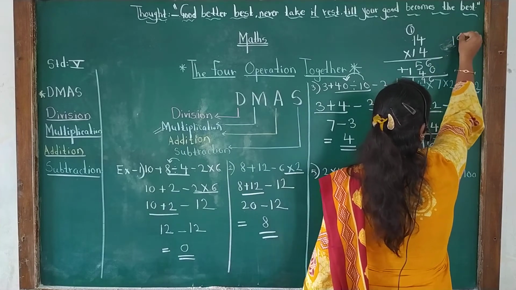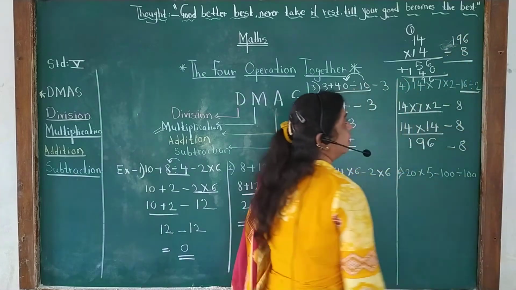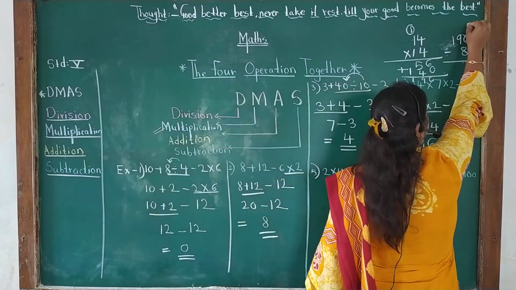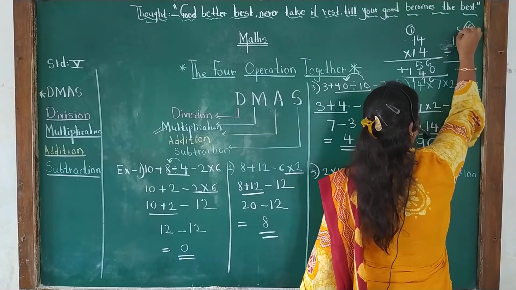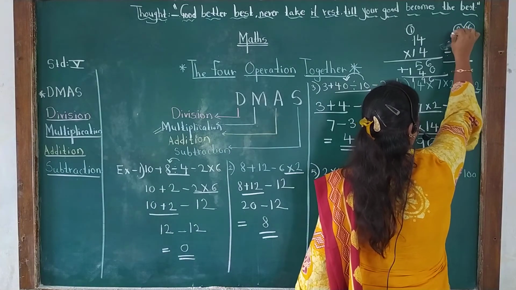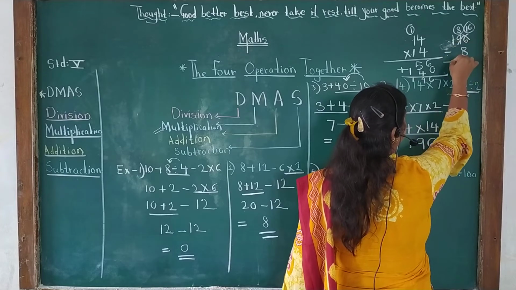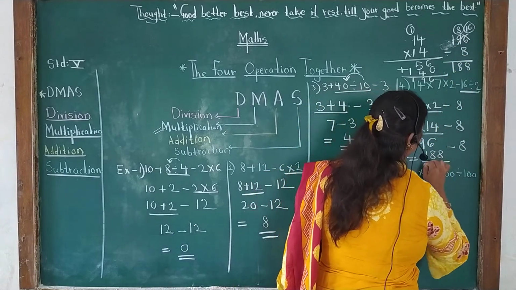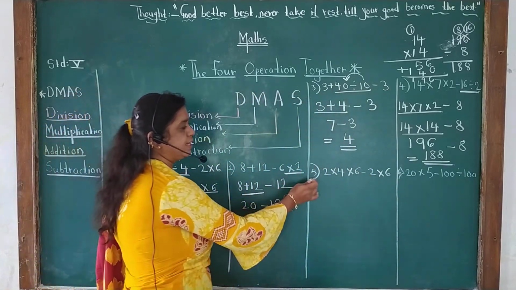Then again, what do you have to do? 196 minus 8. Is 6 minus 8 possible? No. So what do you have to do? Take one borrow from 9. So here will be 16. Here will be 8. And 16 minus 8 is 8. Here will be 8 and here will be 1. So your answer is 188. Understood?